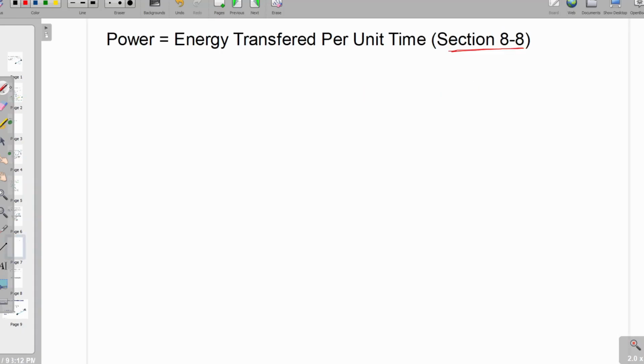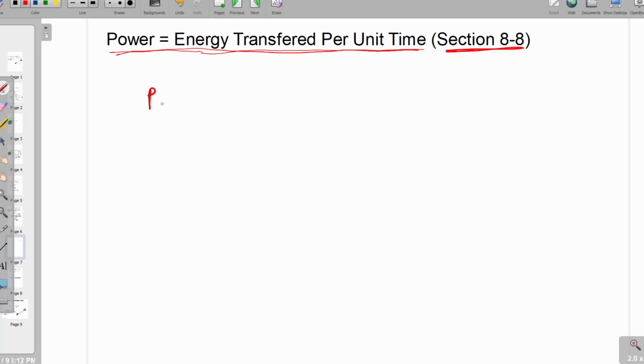Okay, last thing to say is I just wanted to define power for you and talk about it a little bit. So power is the energy transferred per unit time. This would be section 8.8 of your textbooks. The other stuff that we were just doing was section 8.7. This is 8.8. At least in my class, I'm not going to do 8.9. Maybe in your class they will, but I won't.